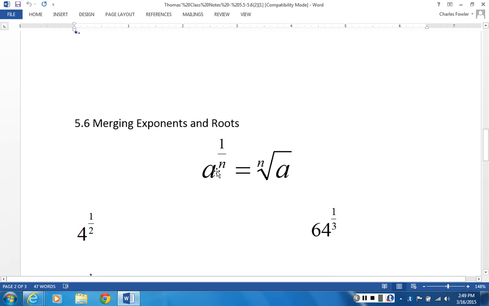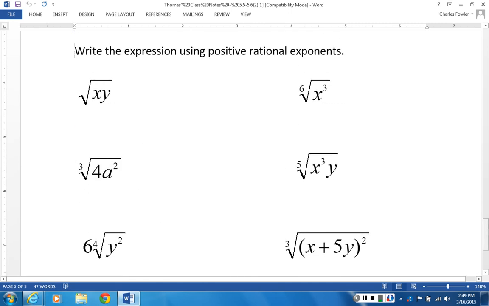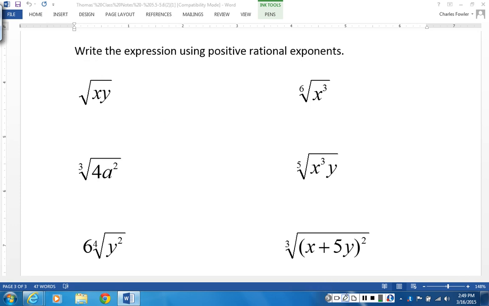So we were changing the exponent to the radical, so now we're going in reverse, change the radical to the exponent. Notice we still have the base of a, and that number that's considered to be right here is the denominator of the exponent. So here's how we're going to do it. The first thing I want you to do is write down what's under the radical. Okay, so what's under the radical? XY is under the radical.